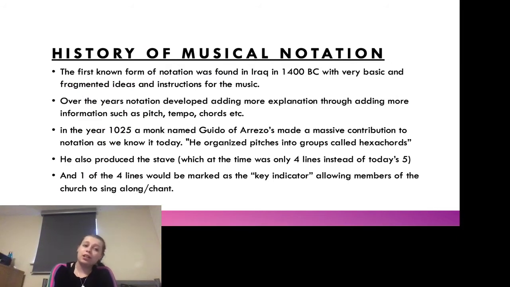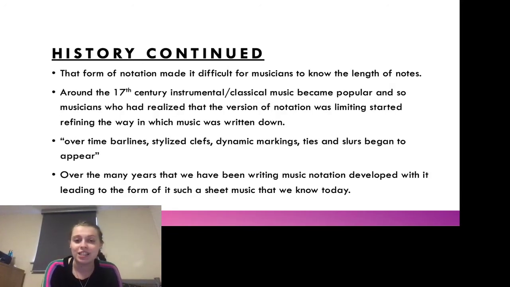We also had a quick look at the brief history of musical notation. I know that that was a lot of information to receive in the short amount of time, so if you do need a recap of that, do go watch lesson part 1. We had a look at the first ever findings of musical notation, 1025, when notation was a 4-line stave, and then we looked into how it developed up until the 17th century to the notation that we know today.